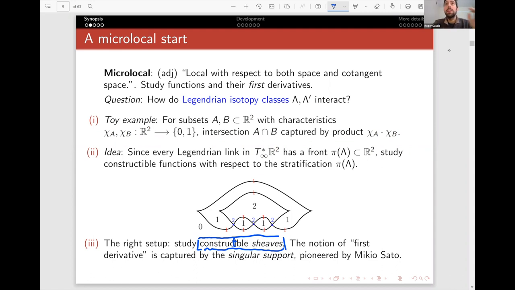The only caveat in here is that when you categorify to constructible sheaves, you still have the same issue that you had with functions, namely, you don't seem to be able to see first derivatives. Where is the microlocal business in here?